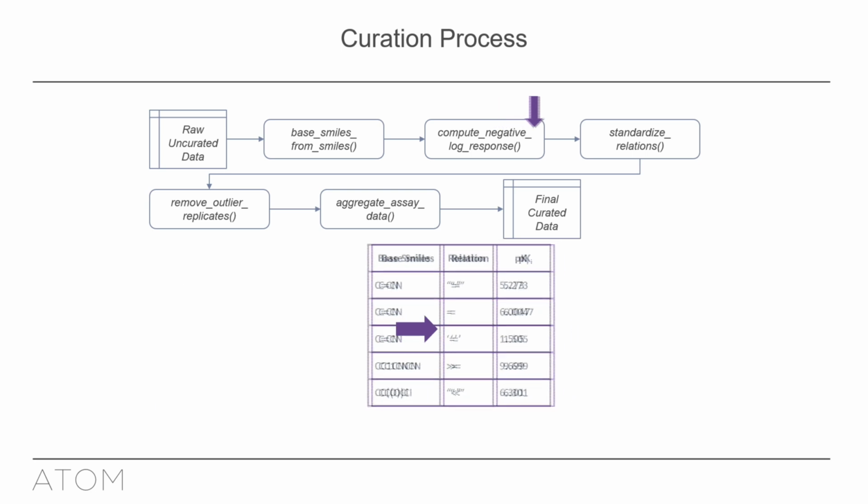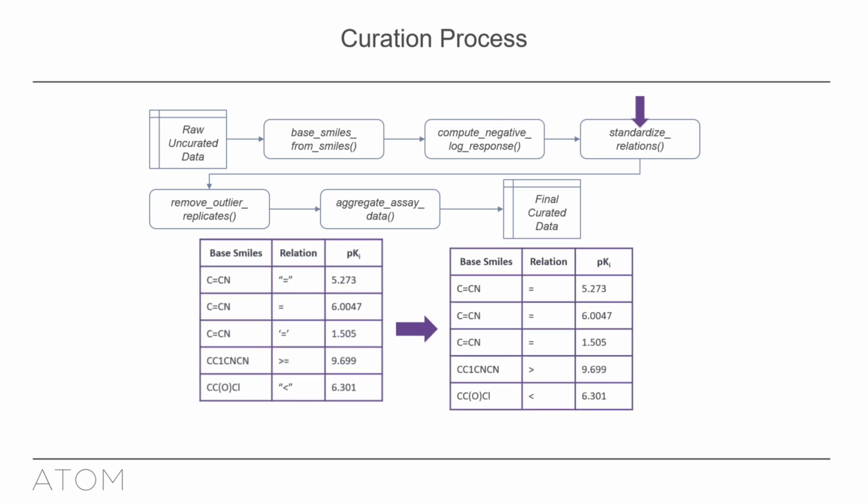Next, we're going to utilize the function standardize_relations. You may have noticed that some of the relations in this table have quotation marks around them, and in the case of our last 2 examples with comparison operators, we note that a greater than sign means the same thing as a greater than or equal to sign. So we can standardize all of these signs into one form.